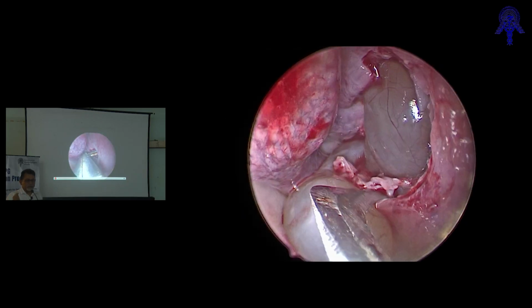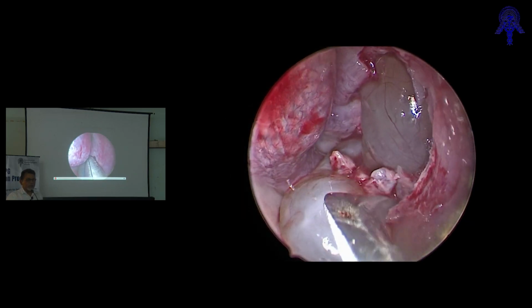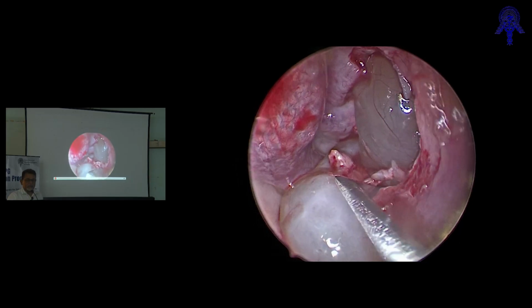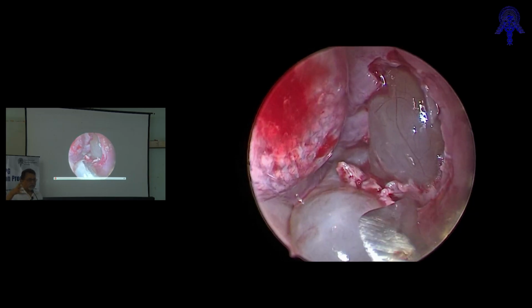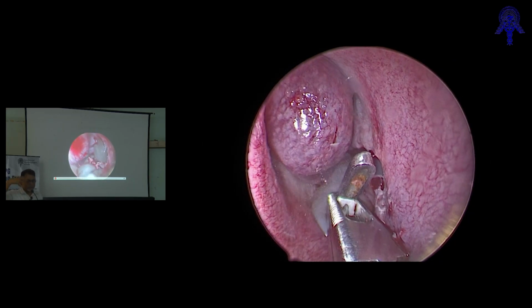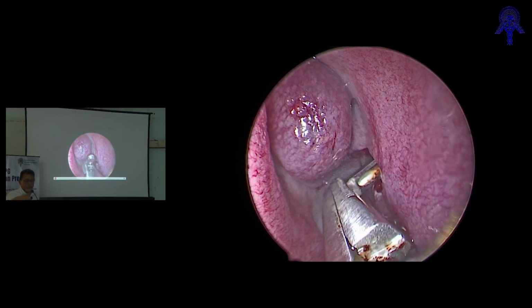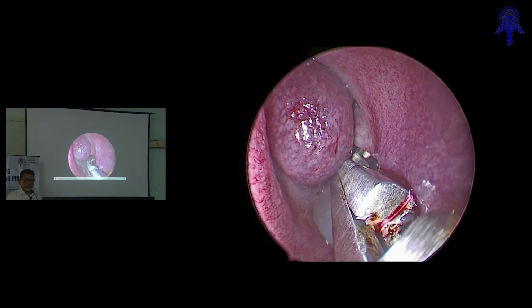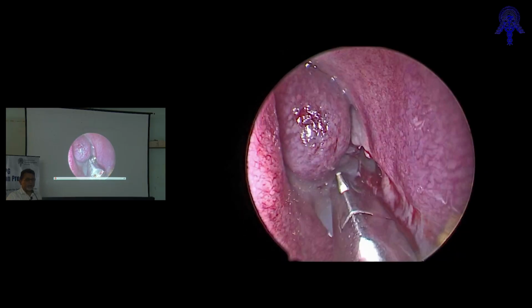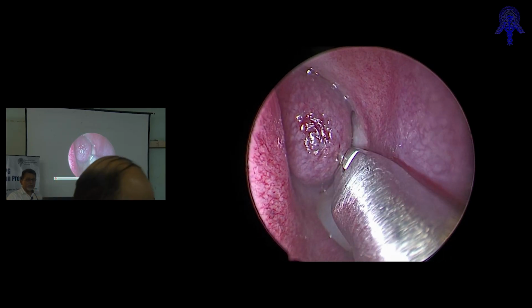Take 1 or 2 or 3 bites depending on the size, and here you can actually see it is opening into the maxillary ostium, maxillary antrum. You can see the polyp being present here. The next step is removing the upper part of the uncinate process, the vertical part of the uncinate process.